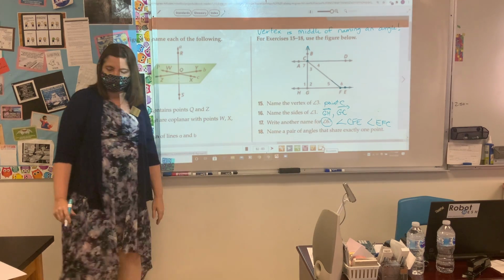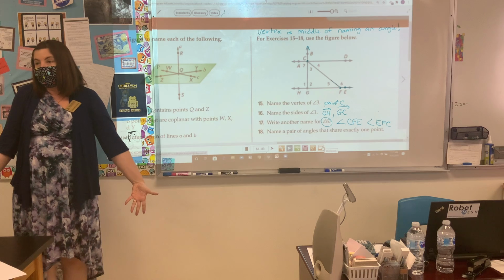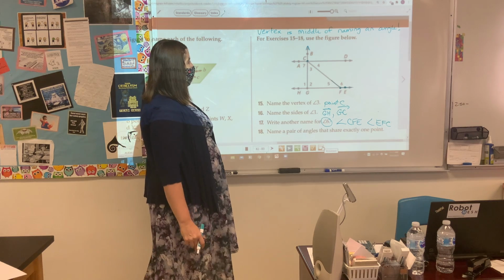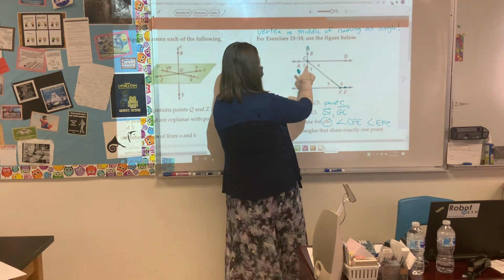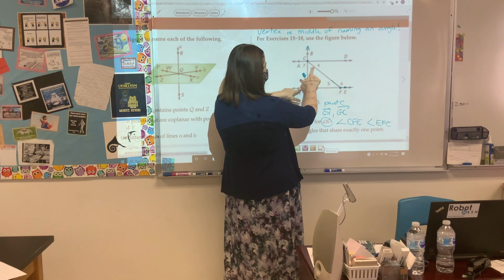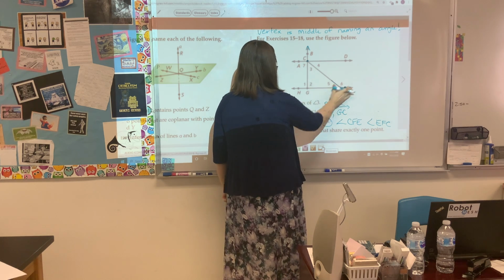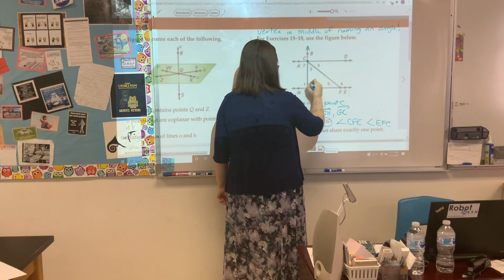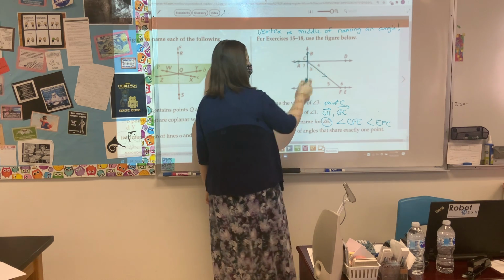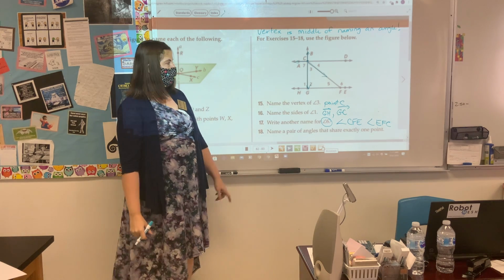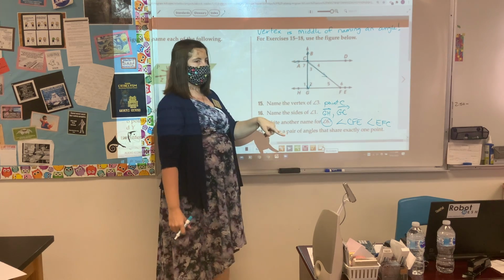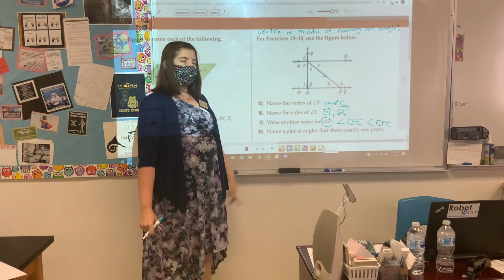Name a pair of angles that share exactly one point. They're only going to share the vertex. Is it GCF and ACB? They share a vertex. She described this one and this one. Does that share exactly one point? Yes. GCF and ACB, those two share exactly one point.